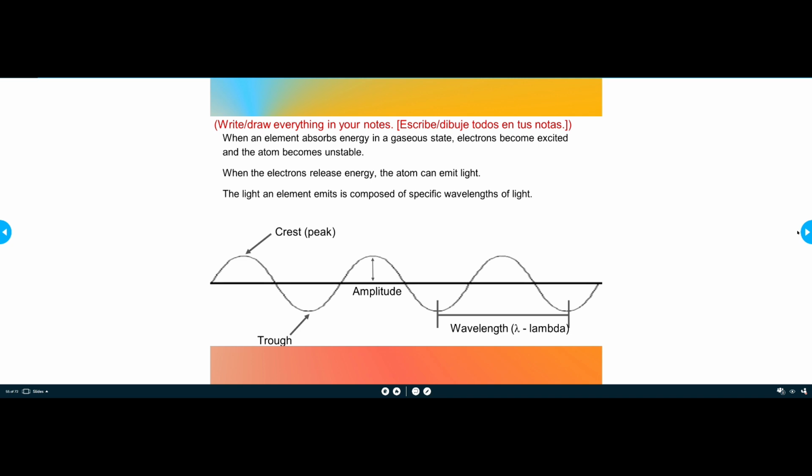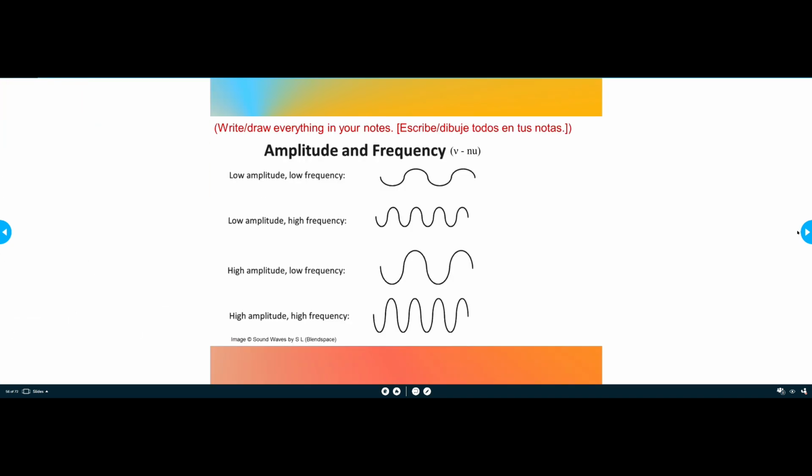Wavelength is the distance between two peaks of a wave, and we use the Greek letter lambda as a variable for wavelength. Amplitude and frequency, where frequency also has the Greek letter nu. The symbol looks like our symbol for the letter V, but this is not the letter V and looks slightly different.